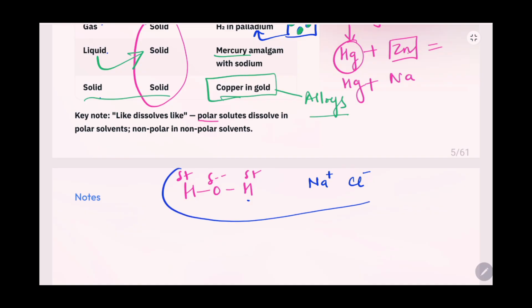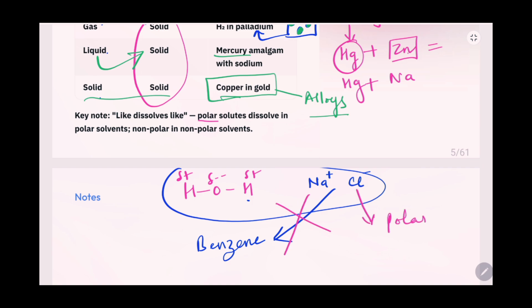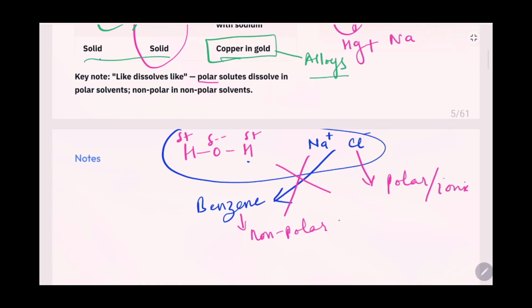So do you think they are going to dissolve very well? The answer is absolutely yes, because they are both polar. But if I try to dissolve sodium chloride in benzene, they will not dissolve, because NaCl is ionic, but benzene is non-polar. Similarly, you can take some examples of substances which will dissolve very easily in benzene. Those will be organic solvents.